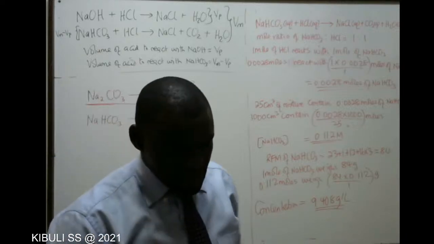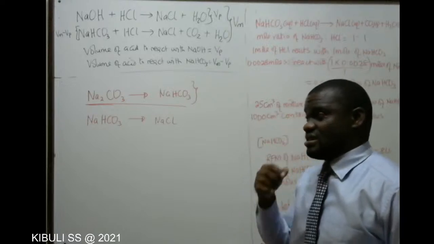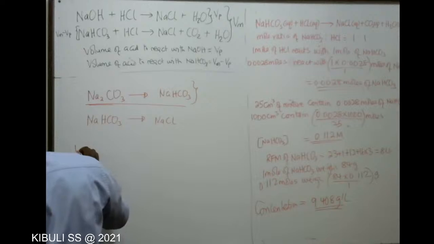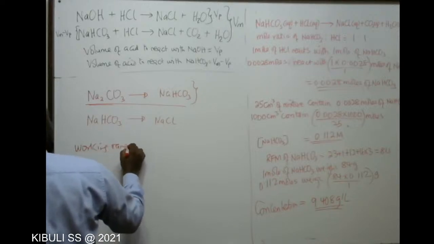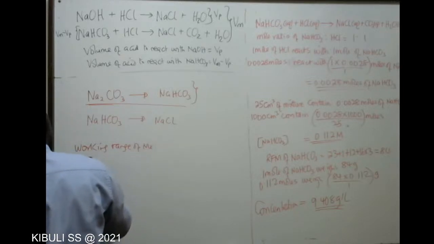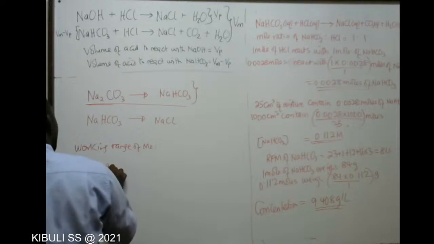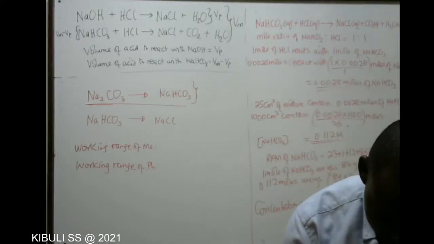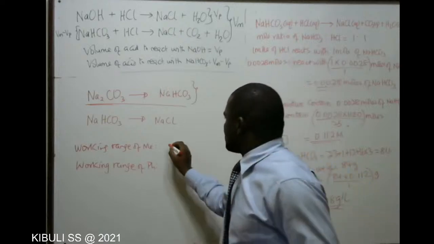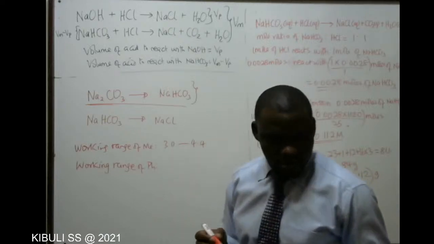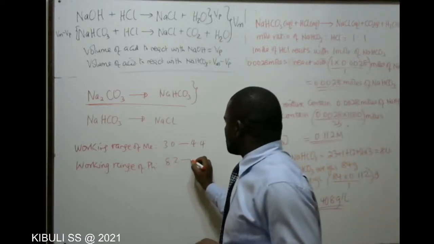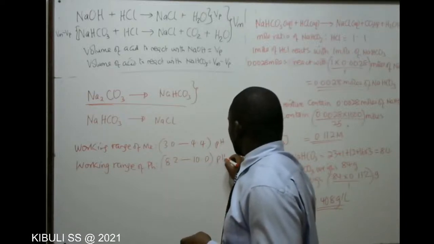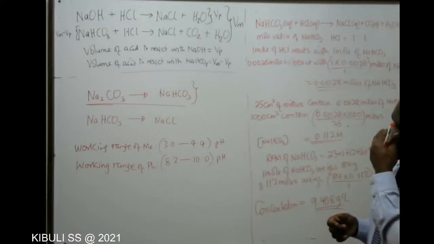Now, what I told you in our introduction of acid-base indicators, these indicators, phenolphthalein and methyl orange, is that they have what we call working ranges. Working range of methyl orange indicator, and then we have working range of phenolphthalein indicator. If you have your book there, you can open page 8. The working range of methyl orange is 3.0 to 4.4, while that of phenolphthalein is 8.2 to 10.0 pH. These are pH values. We define working range as the range of pH values under which the indicator changes the color.